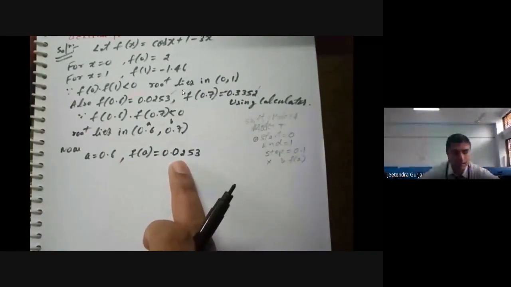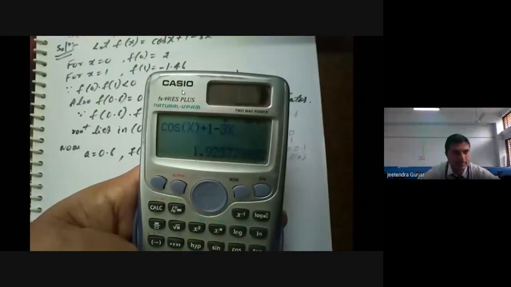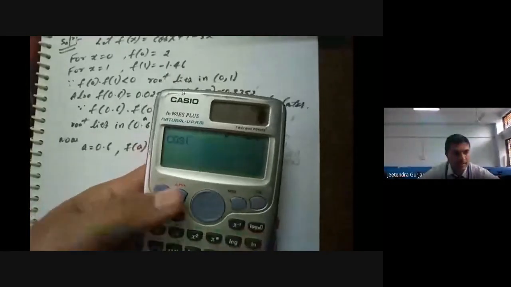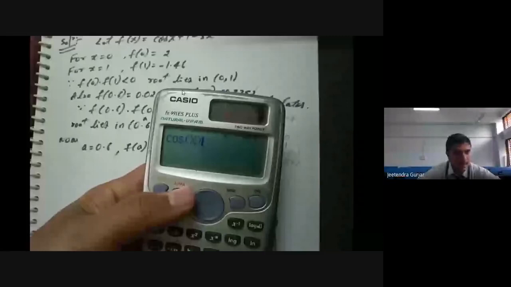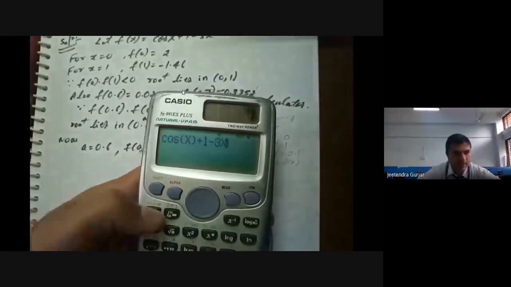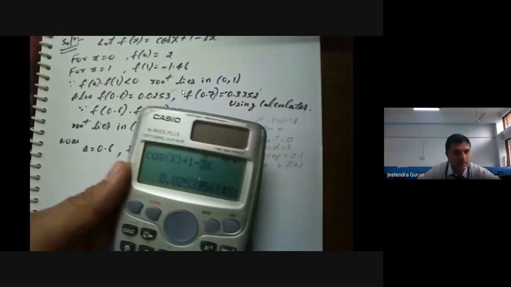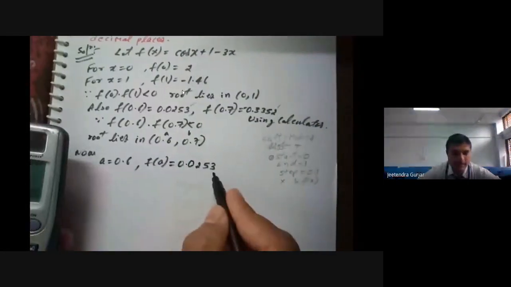The x value is 0.6. Substitute 0.6. Wait, I think you have to take x plus 1. Once again I will repeat, cos x plus 1 minus 3x. Calculate x. x is 0.6. When you substitute, you get the value 0.0253. I have verified it now.